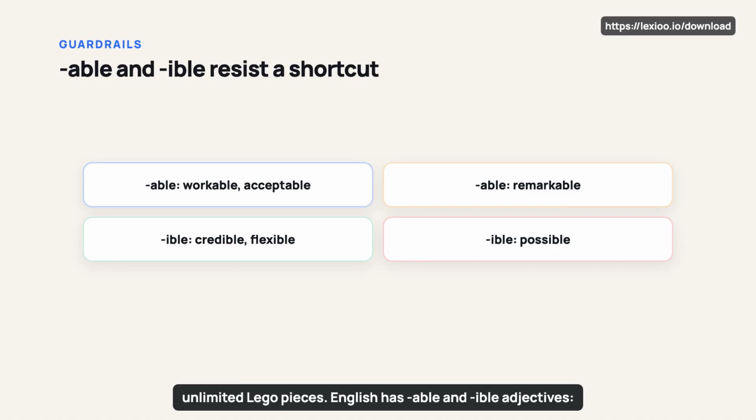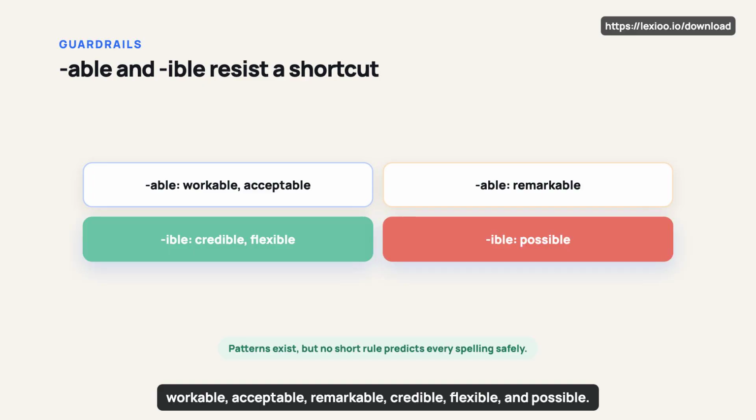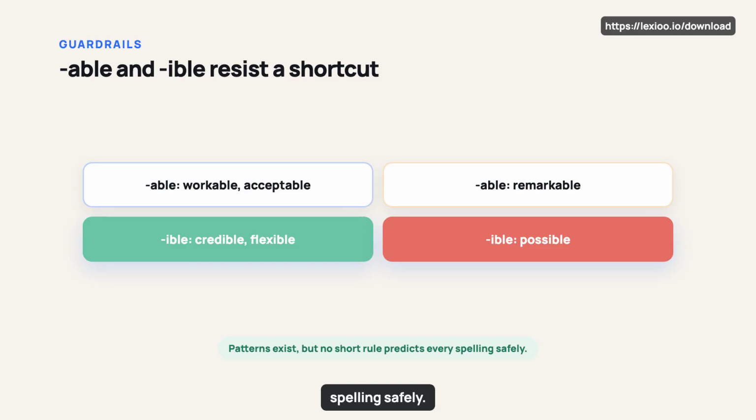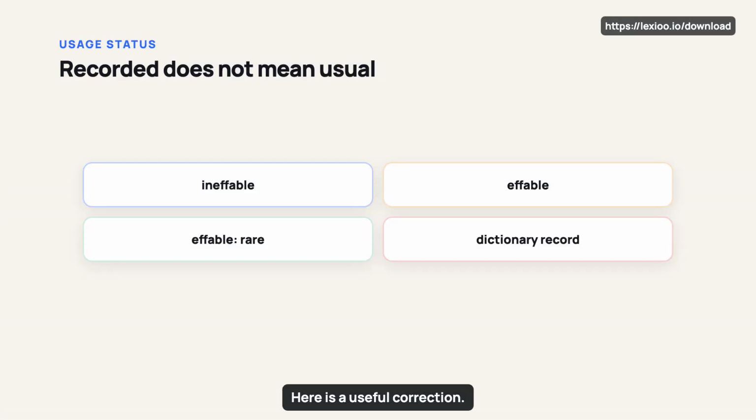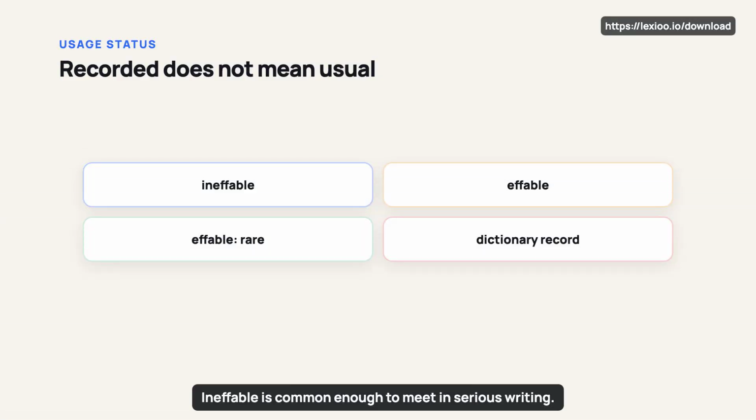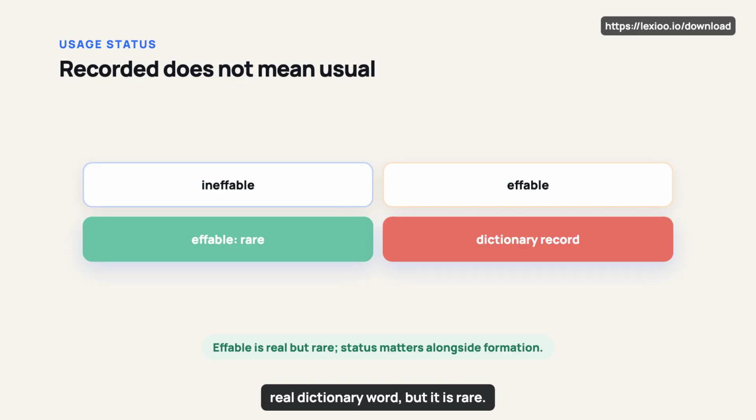English has able and ible adjectives: workable, acceptable, remarkable, credible, flexible, and possible. There are patterns, but no short rule predicts every spelling safely. Here is a useful correction. Ineffable is common enough to meet in serious writing. It means difficult or impossible to express in words. Effable, meaning capable of being expressed, is also a real dictionary word, but it is rare.